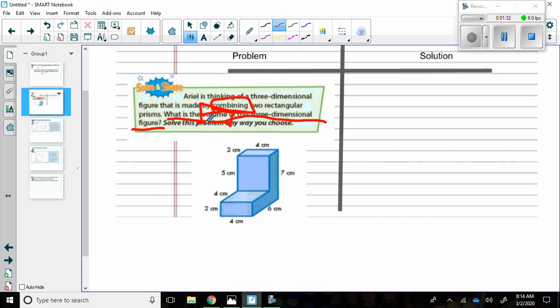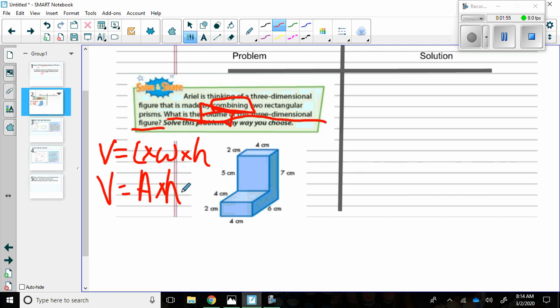So we need to be thinking a little bit about what is our formula for volume. Volume equals length times width times height. And remember, another way to find volume is just to take the area times the height. So we've moved from those 2-dimensional shapes and now we're in 3-dimensional, so we're adding that height piece to this.